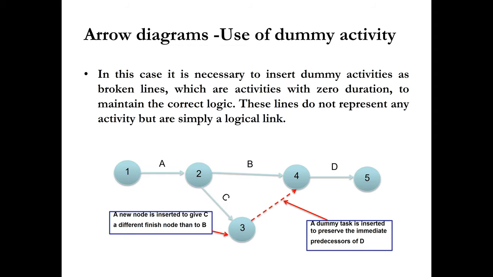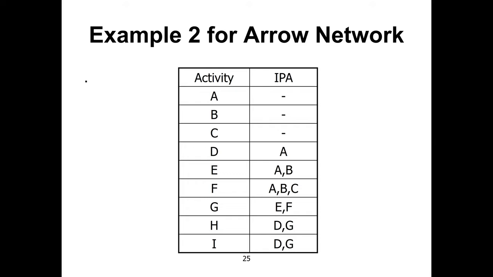Now we will apply this rule for drawing the next network diagram. Here is the example: we have the list of activities A, B, C, D, E, F, G, H, I, and then the immediately preceding activities. For activity A, nothing; for B, nothing; for C, nothing. So these three activities start together and are the starting activities. D will be after A, E after A and B, and F after A, B and C. G will be after E and F, and activity H will start when D and G are complete, and activity I will start when D and G are complete.